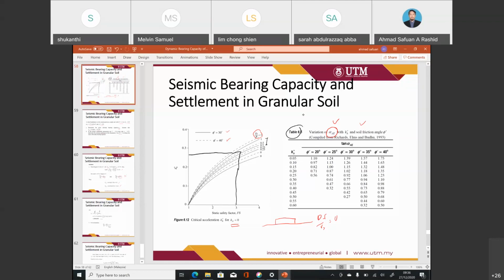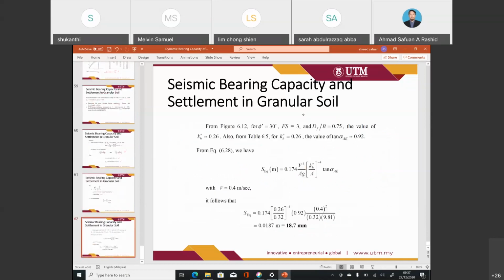Then for alpha AE, once we have obtained kh, we may look at table 6.5 to get the value of tan alpha AE for phi equal to 30. The result for kh is 0.26 and the result for tan alpha AE is 0.92. We put all the information into equation 6.28 and do the calculation. At the end, the settlement in granular soil is approximately 18.7 millimeters.